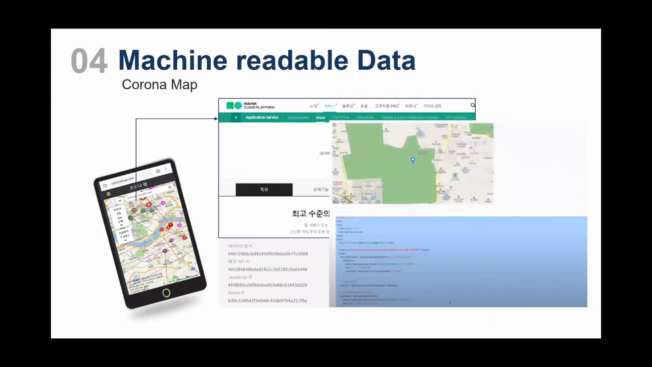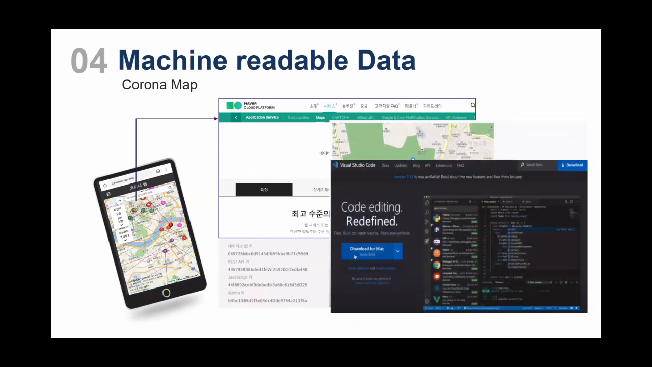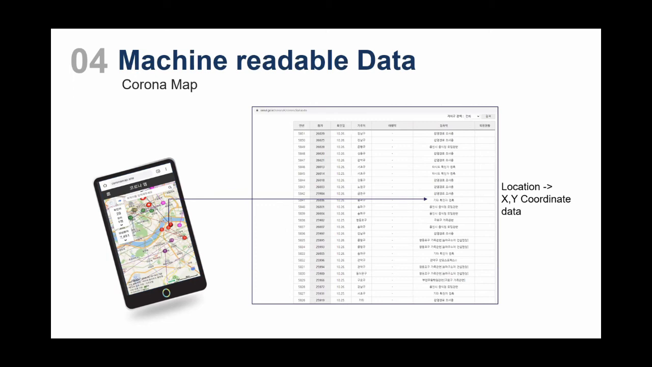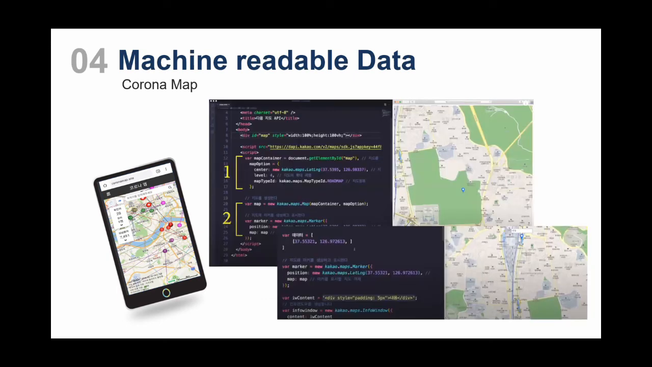They get the code from Naver or Daum, and then they drag it and put it in Visual Studio Code or another code editing platform. And they use JavaScript to develop apps. And using these data sets released from the local government, they transform address data to XY coordinate data, and then they put it in the code as X and Y coordinates. So that was the example of how they developed Corona Map.